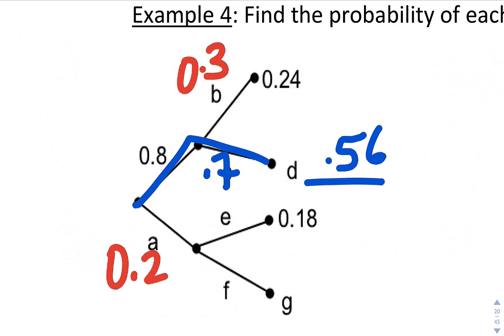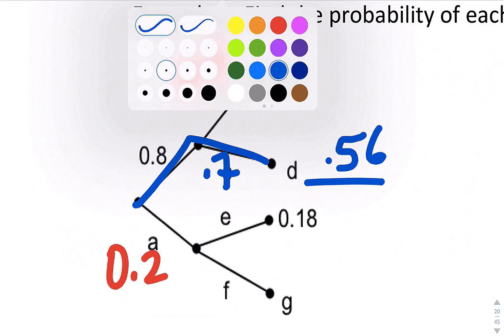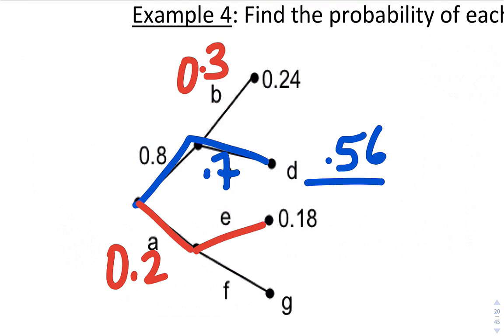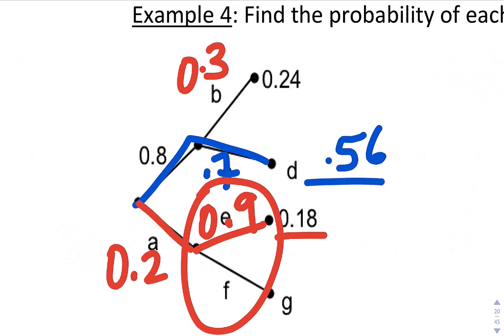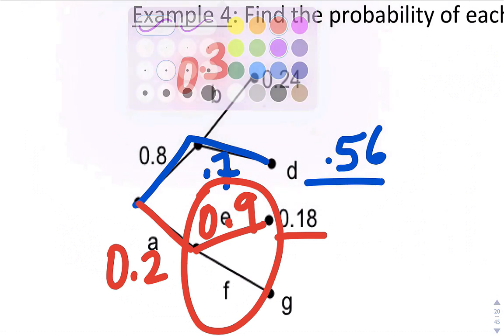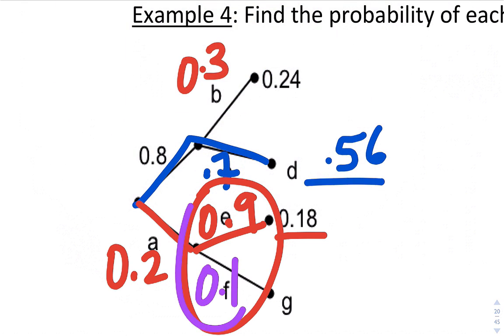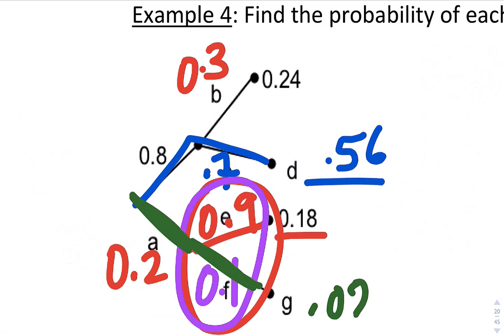Okay. Here, 0.2 times what number gives you 0.18? That would be 0.9. So that's 90%. This is 90%. 90% plus what percent gives you 100%? So this is 10%, because these 2 add to 1. And then multiply along the branches here. 0.2 times 0.1 is 0.02.